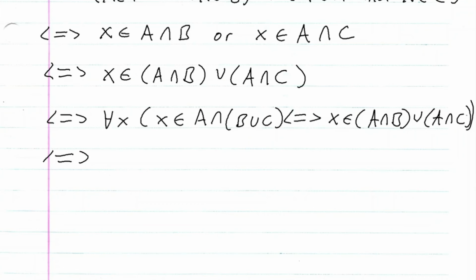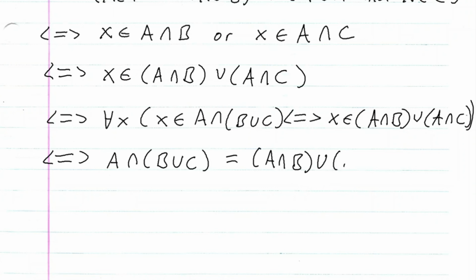So since we have this statement here, that means we have that A intersection (B union C) is in fact equal to (A intersection B) union (A intersection C). And that is the proof. Okay.